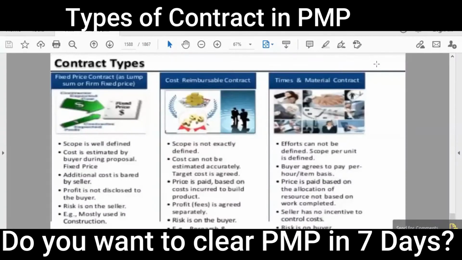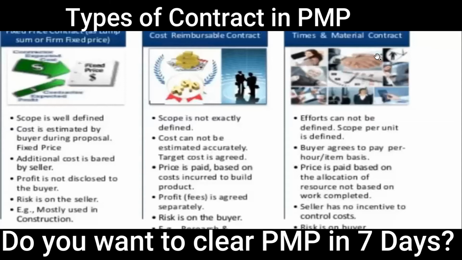Okay, type of contracts. We have fixed price contract, which is also known as lump sum contract. When the scope is extremely clear, when you are crystal clear, what is your scope?